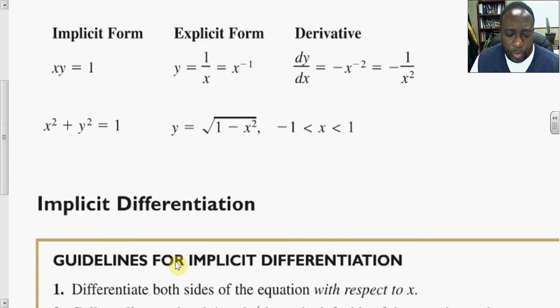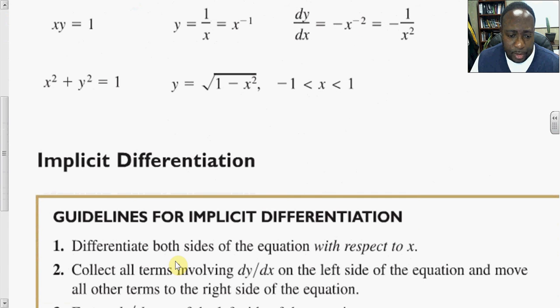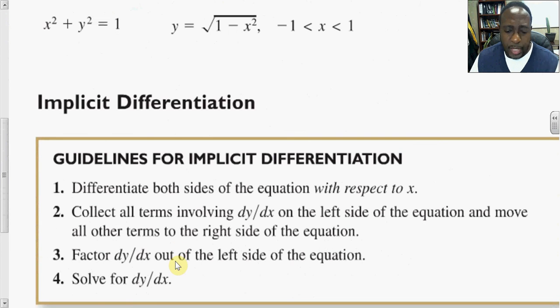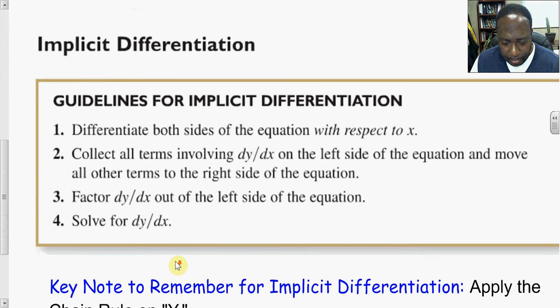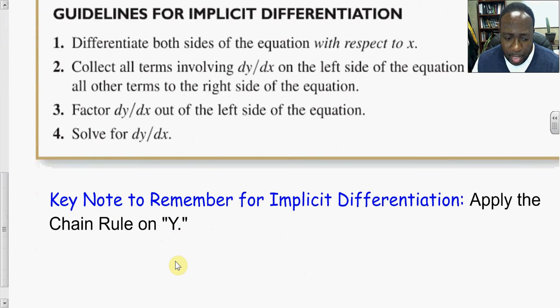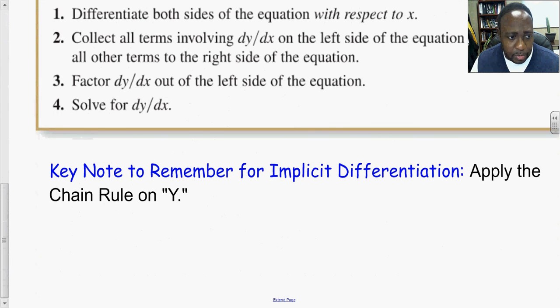Now, how do you calculate the derivative with respect to y implicitly? Well, there are some guidelines from the textbook. We'll apply that. I think one of the key notes here is that when you're taking the derivative implicitly, just apply the chain rule on y, and then from there just isolate dy over dx. Let's look at some examples.